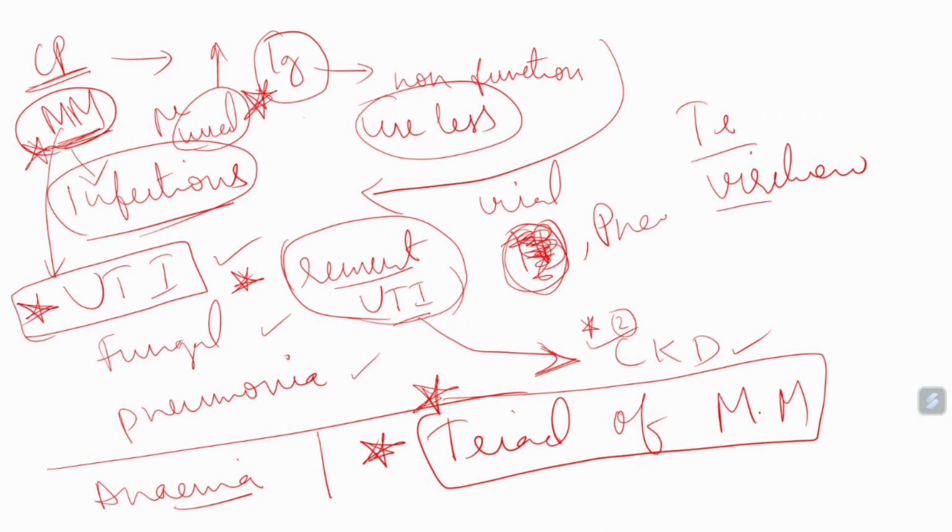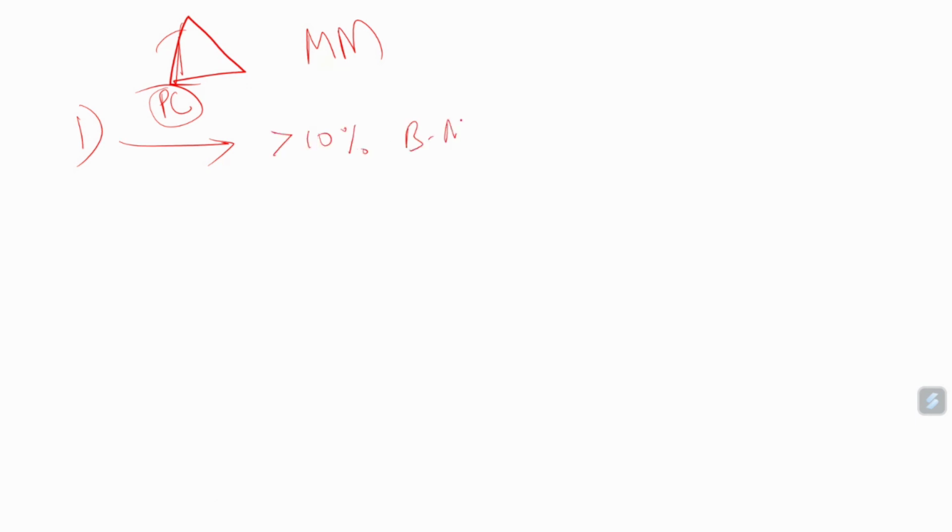So here is the triad of multiple myeloma. This triad has three main clinical presentations. If a patient has multiple myeloma, it will be recognized based on this triad. In the triad of multiple myeloma, the first one is an excess amount of plasma cells, greater than 10%, especially in the bone marrow. If more than 10% plasma cells are seen in the bone marrow, that gives a probability for multiple myeloma. This is one confirmatory test.